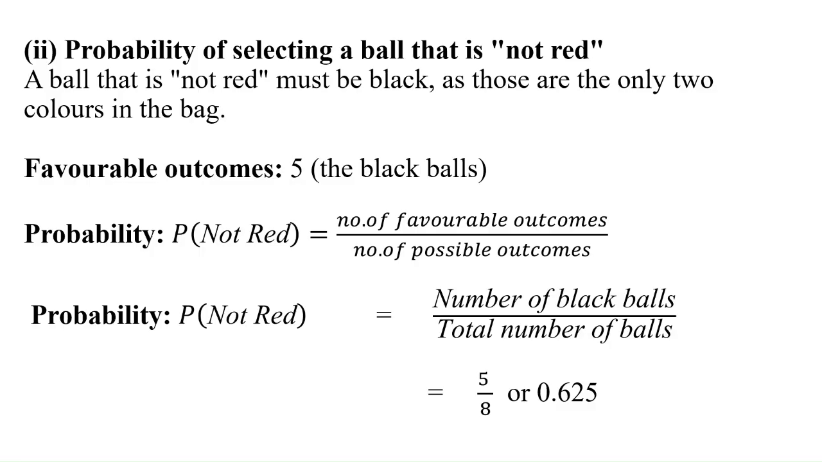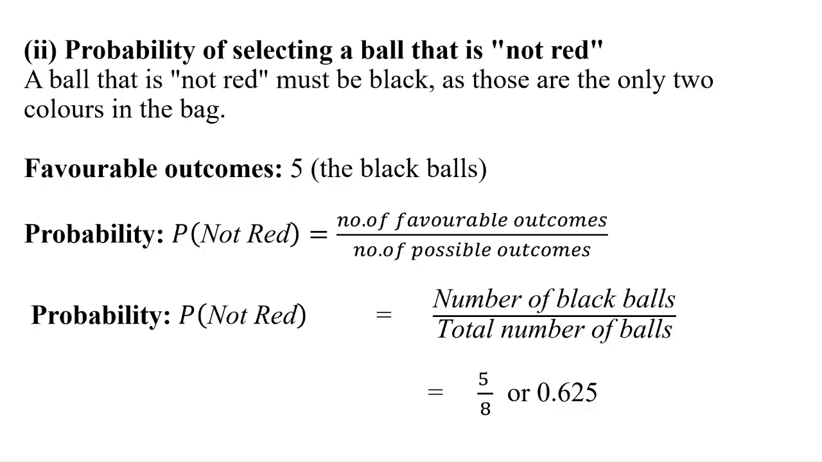And of course the total possible outcomes will be 8 only, because the total number of balls is 8. So the probability of not being red will be the number of favorable outcomes by possible outcomes. Favorable outcomes means the number of black balls, and possible outcomes means the total number of balls. That means it becomes 5 by 8. It is nothing but 0.625.